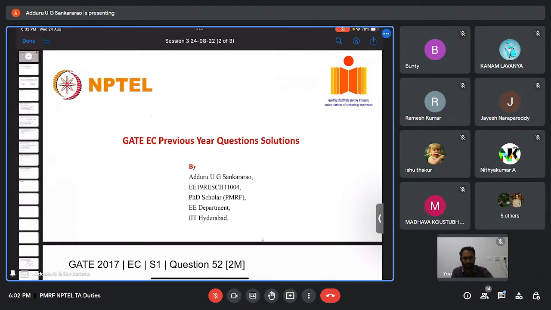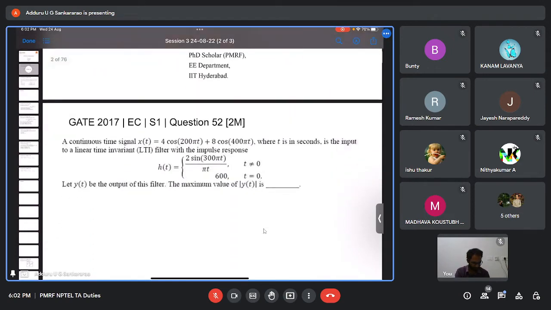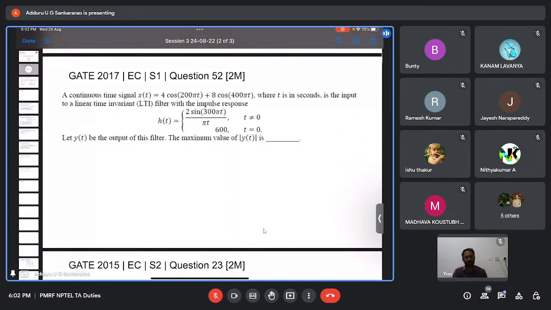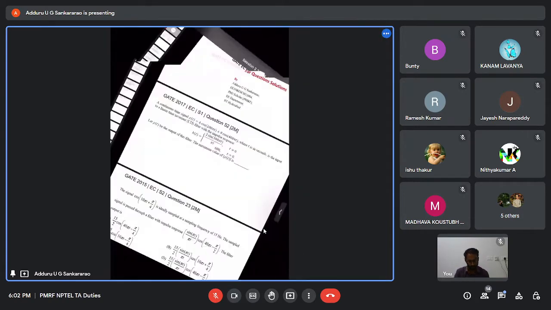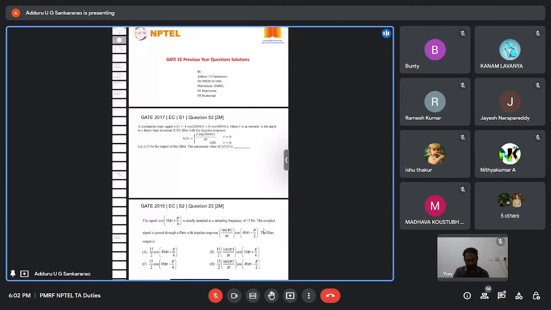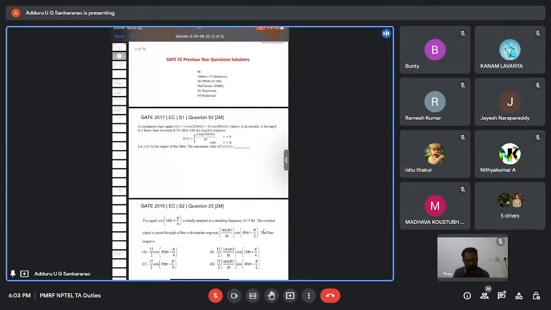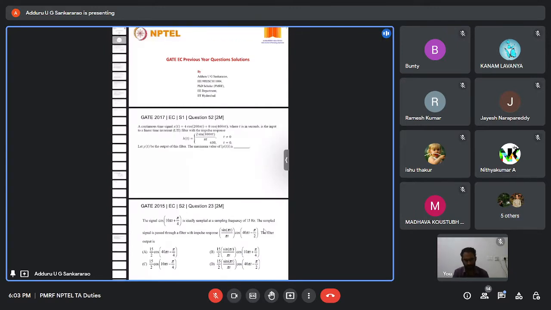Okay, so today we'll solve problems from Fourier transform, sampling and continuous Fourier series. First, we will solve a problem from Fourier transform. So this is the question. This was given in GATE 2017 ECE set 1 for 2 marks.